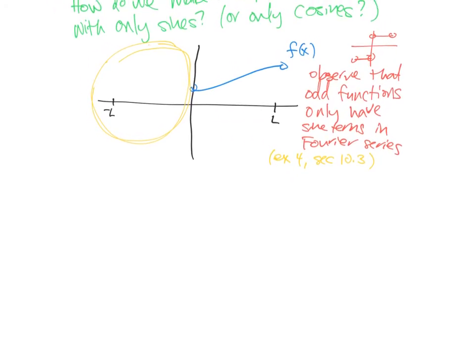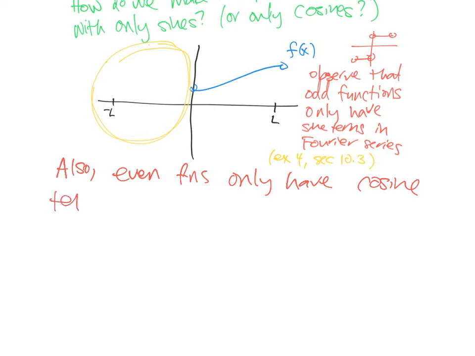And then a similar observation is that even functions only have cosine terms in the Fourier series. We didn't do this example, but you can go and look at it yourself, or maybe I'll do it in lecture on Zoom. But we can see this in example 5 in section 10.3.